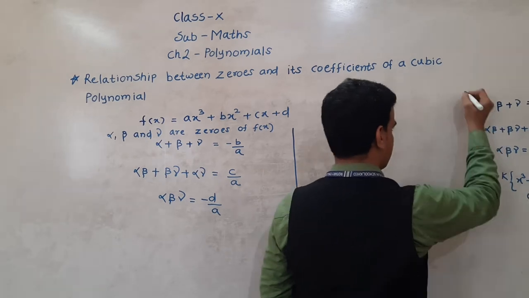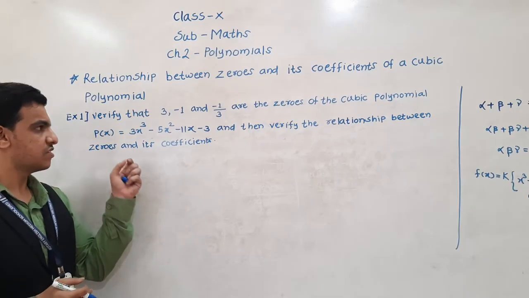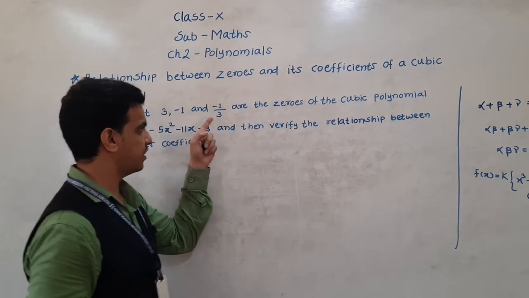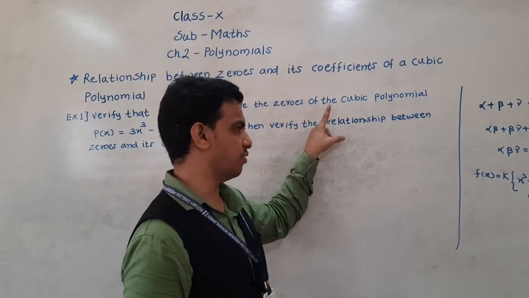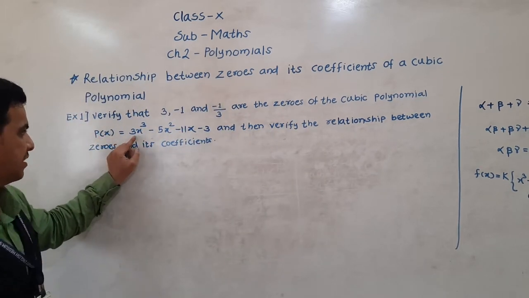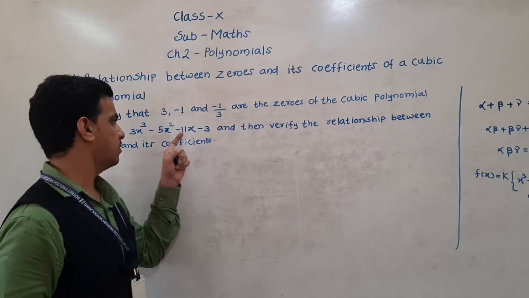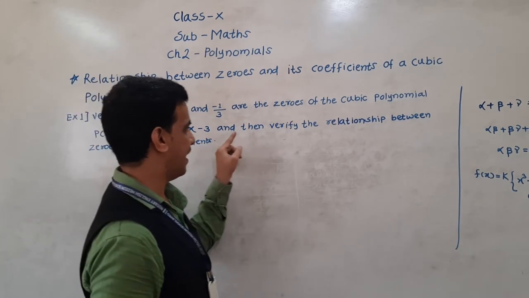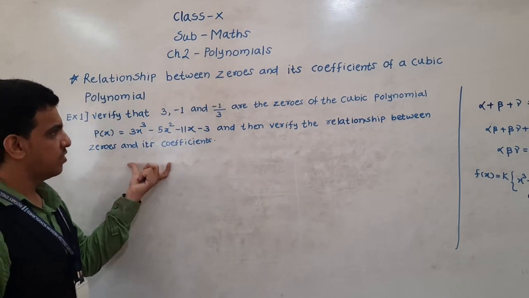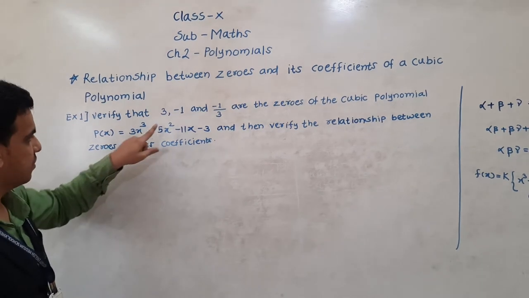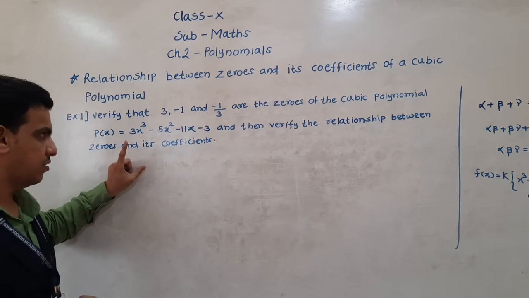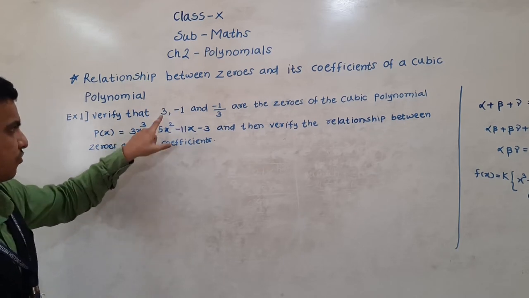Now we will take an example on it. The first example is: verify that 3, minus 1 and minus 1 by 3 are the zeros of the cubic polynomial p of x is equal to 3x cube minus 5x square minus 11x minus 3, and then verify the relationship between zeros and its coefficients. First we have to verify whether these three are zeros of the cubic polynomial or not. So we verify this.